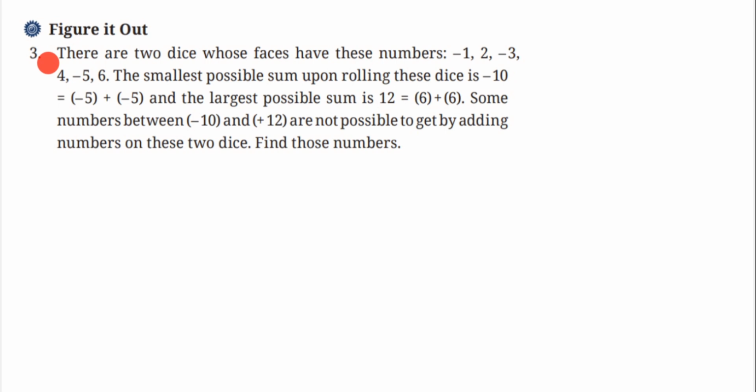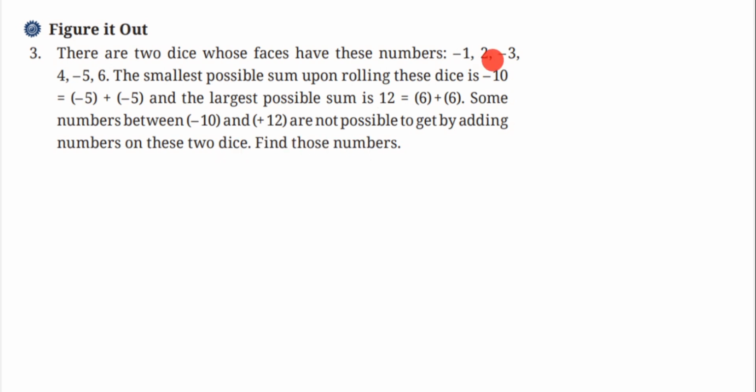The question is, there are two dice whose faces have these numbers: -1, 2, -3, 4, -5, 6. The smallest possible sum upon rolling these dice is -10, which is -5 plus -5, and the largest possible sum is 12, which is 6 plus 6. Some numbers between -10 and 12 are not possible to get by adding the numbers on these two dice. Find those numbers.